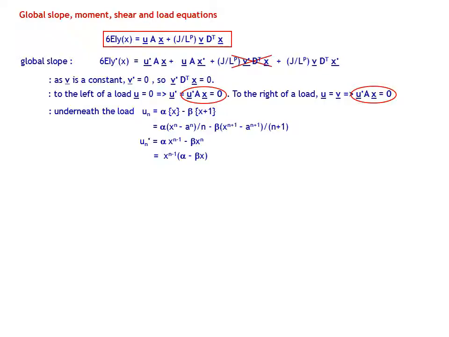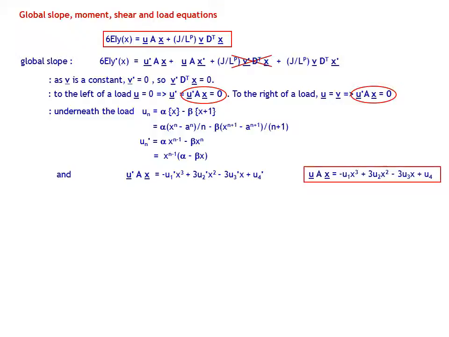Now the vector matrix product u dash Ax is just a copy of the uAx product with un dash instead of un. So we have that u dash Ax is equal to minus u1 dash x cubed plus 3u2 dash x squared minus 3u3 dash x plus u4 dash.